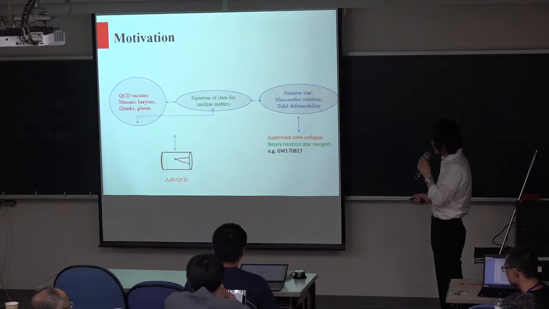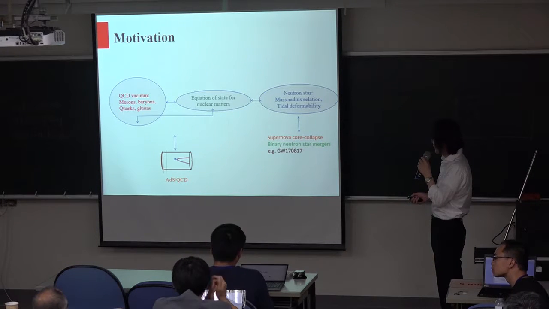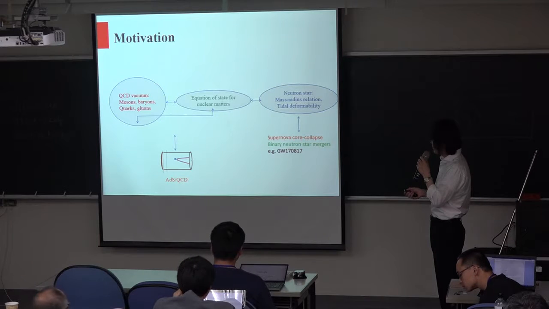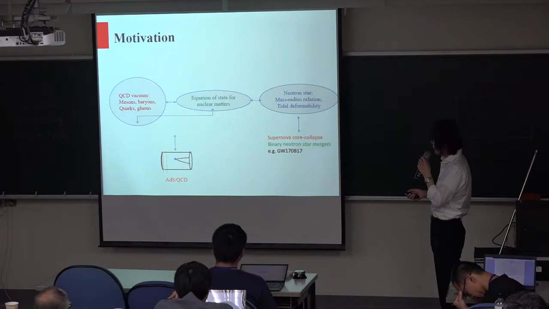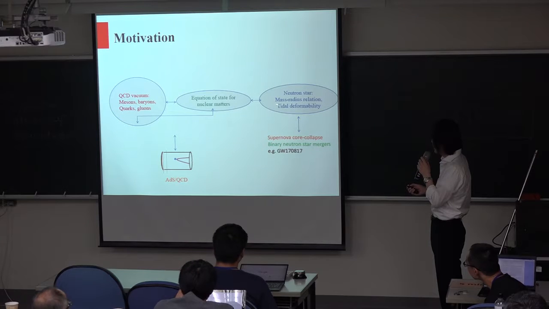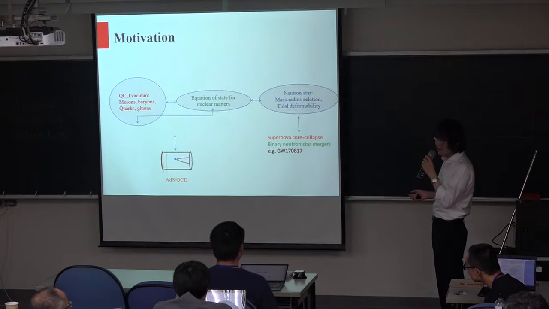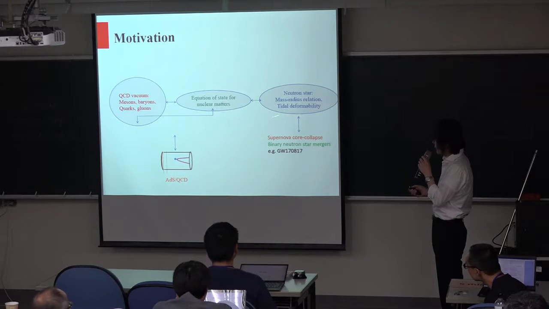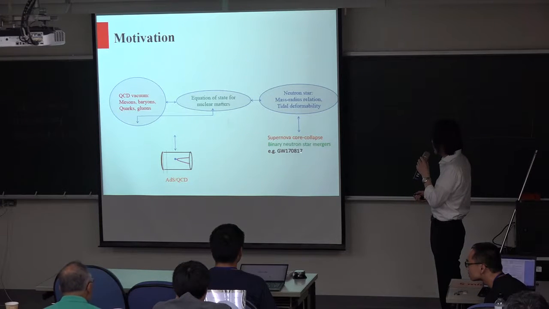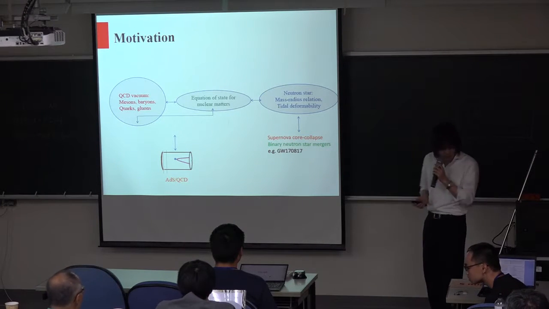So we turn to the help of the AdS/QCD correspondence and find an equation of state from string theory, the Sakai-Sugimoto model, and then use our equation of state to check the tidal deformability and mass-radius relation of neutron stars, and further compare with neutron star mergers, and find that our result is in total agreement with the experimental observation.